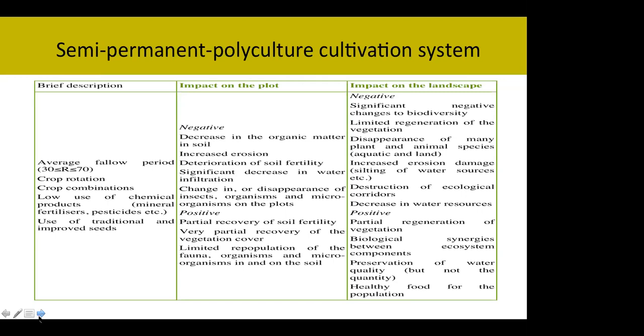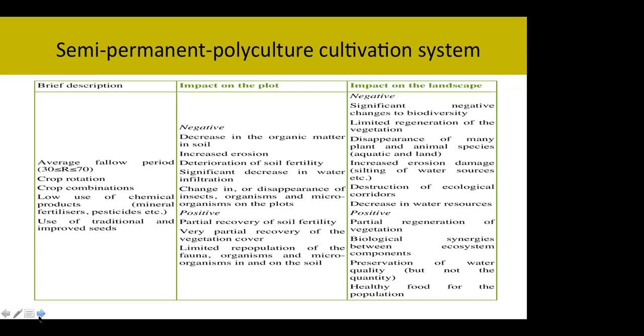So what are the positive impacts of this type of system on the plots that you are practicing or that you are farming? There's partial recovery of soil fertility because there's still crop rotation. There's a very partial recovery of the vegetation cover. Also, there's limited repopulation of the fauna because there's still fallow period, there's still little crop rotation being done, there's still little crop combination being done. So you still see limited and few possibilities of soil fertility and the fauna and organisms and microorganisms in the soil.